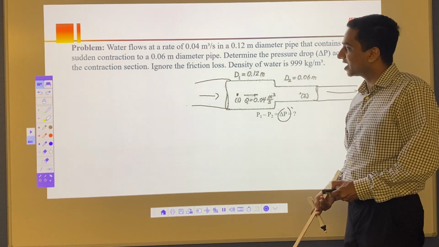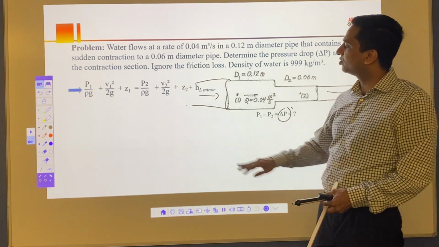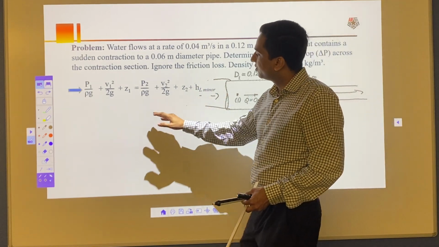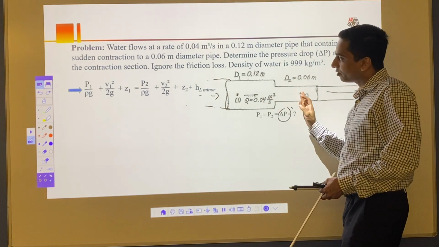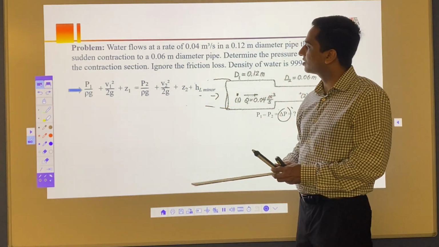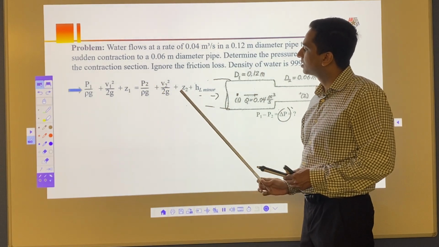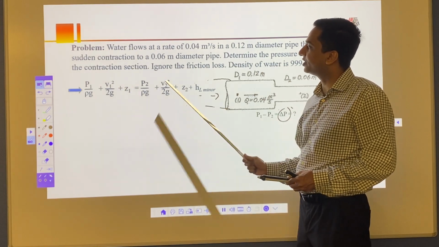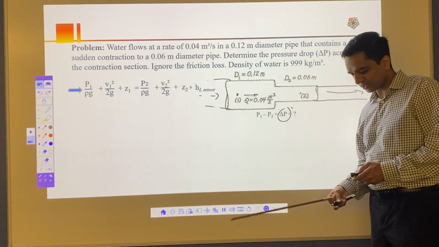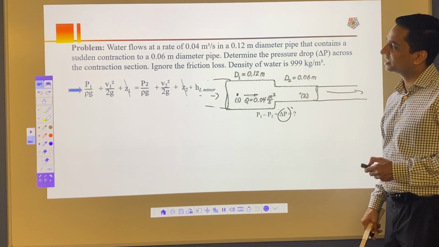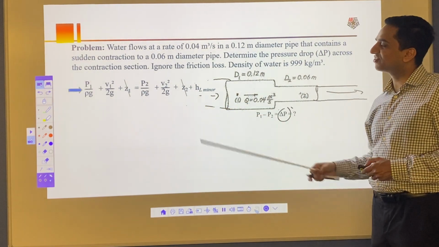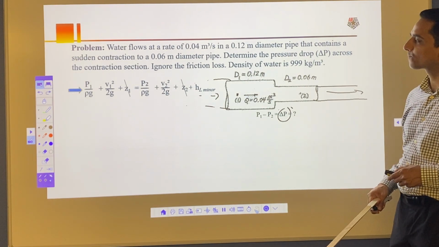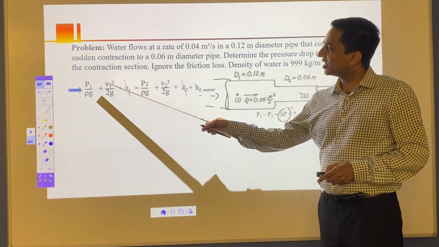That's the problem. Now for this kind of problem, what we do is we run our Bernoulli's equation from point 1 to point 2. Our objective is to calculate P1 minus P2. For that, we need to know HL minor. We also need to know V1 and V2. Now in this problem, as this is horizontal, the height is the same. So Z1 is equal to Z2. So here I am going to cancel Z1 and Z2. Done. Once I cancel Z1 and Z2, I need to calculate V1 and V2.